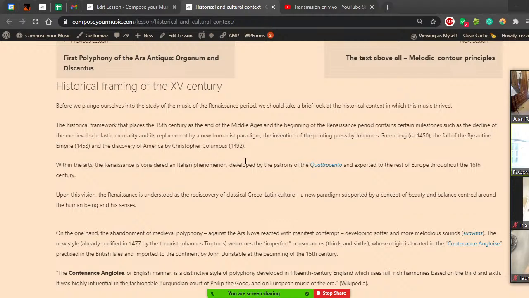The invention of the printing press by Johannes Gutenberg, let's remind this guy because it's very important in history, in 1415 more or less, and the fall of the Byzantine Empire in 1453 and the discovery of America by Christopher Columbus. I used the word discovery, and if someone wants to discuss this topic, not in this lesson. The discovery of America by Christopher Columbus in 1492. He traveled to America and discovered what people had, basically.